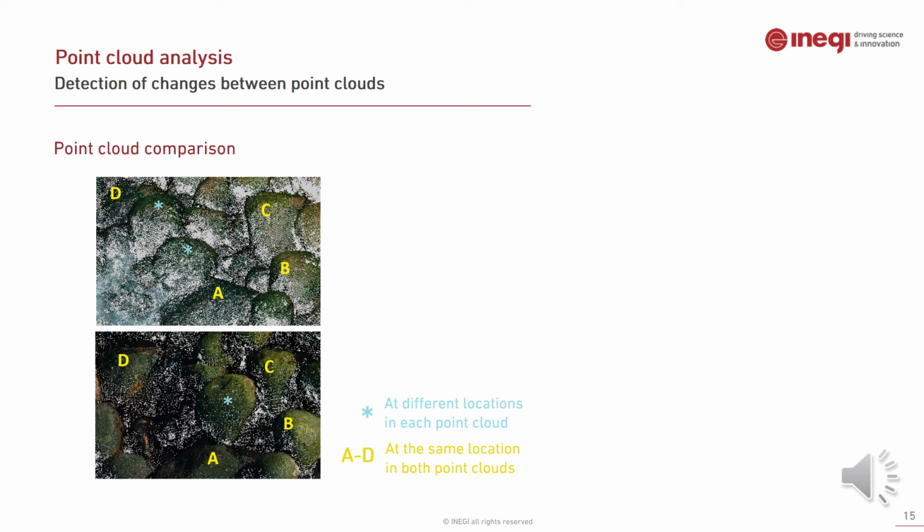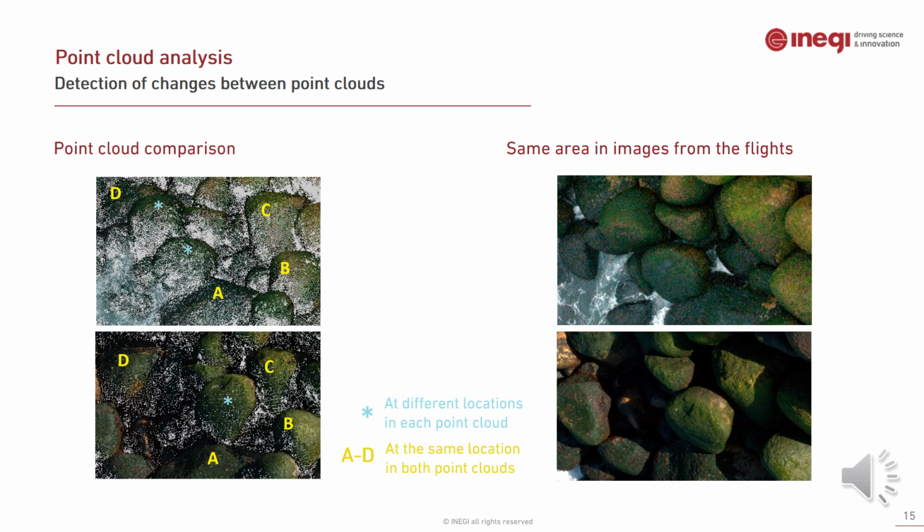So on these images, A, B, C, and D have remained at the same location after 3 months, but the elements marked with an asterisk have had changes in configuration. One of them seems to have moved to a different location within the same area, and the other one is no longer visible here. To confirm this, we were able to look back at the images from the flight and identify this area of the breakwater. And the perspective is slightly different, but we can see the exact same elements that we labeled in the point cloud, which confirms that this change really did happen.